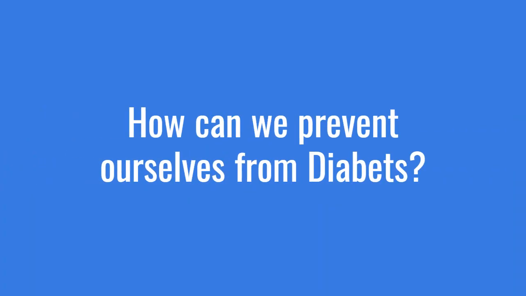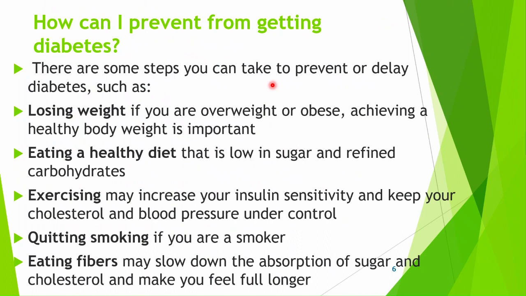So how can I prevent getting diabetes? There are some steps you can take to prevent or delay diabetes, such as losing weight. If you are overweight or obese, achieving a healthy body weight is very important. Second is eating a healthy diet, which is also very important. In the second slide we will talk about the healthy diet. A diet lower in sugar and carbohydrate is very important for controlling blood glucose. Another important prevention is exercising, which may increase your insulin sensitivity and keep your cholesterol and blood pressure under control.